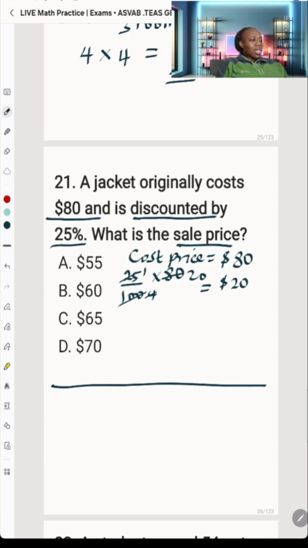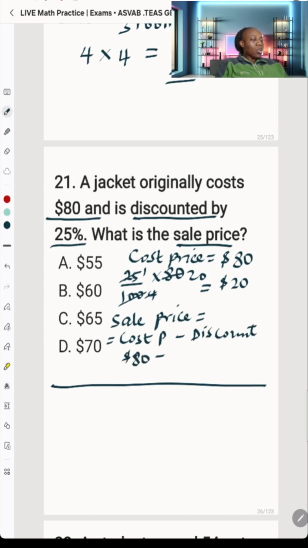With this, we now want to find the new price. That means this 20 is the discount. Then the price will be equal to cost price minus discount. So in that case, it's going to be 80 minus 20, and that will be 60, and that's B.